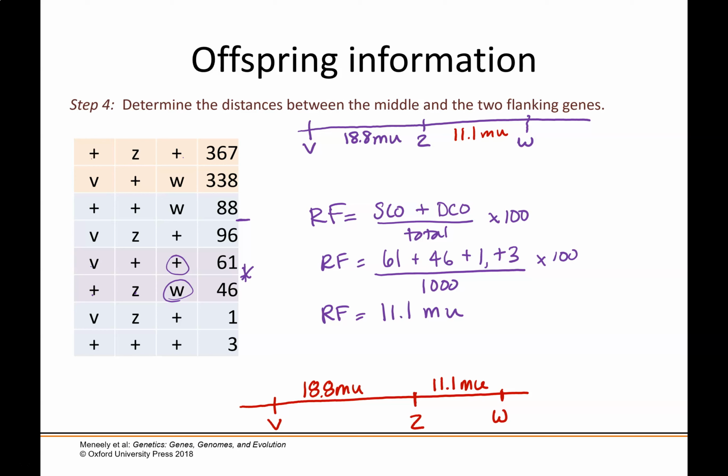We're not going to do step 5. Remember that step 5 is calculating for interference. Interference just says that when you have one crossover event between genes, you are less likely to have another crossover event there. So it limits some of the crossing over that can occur.